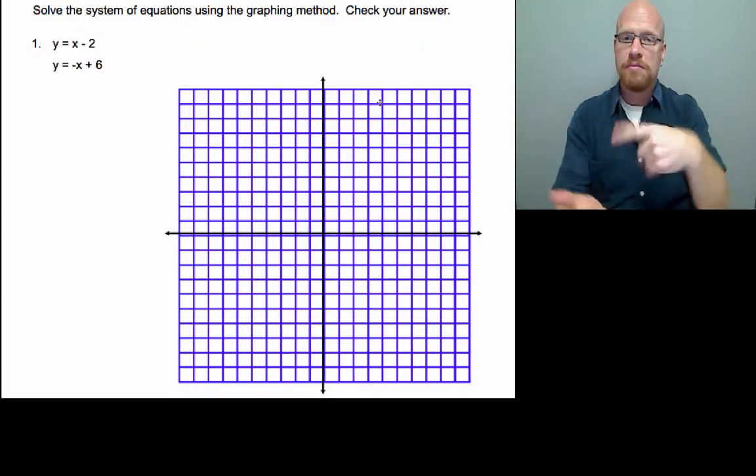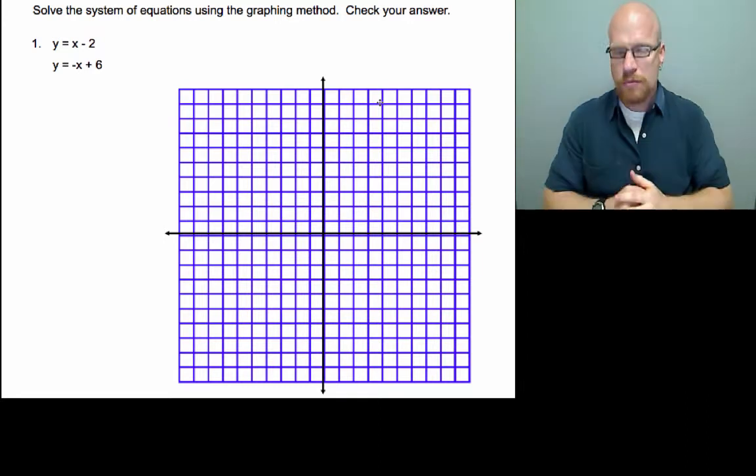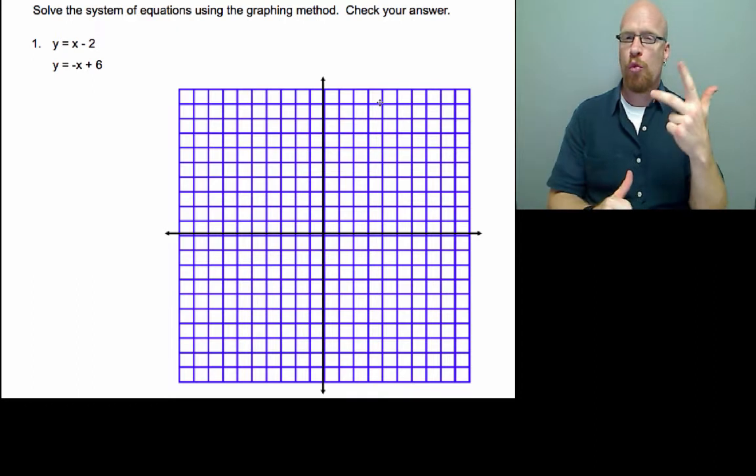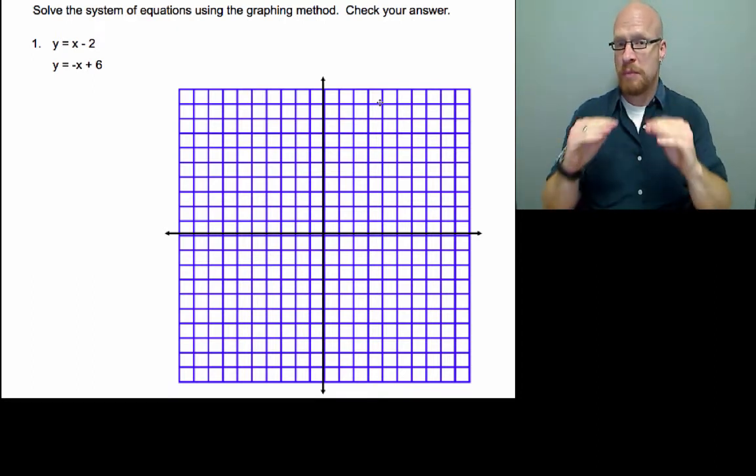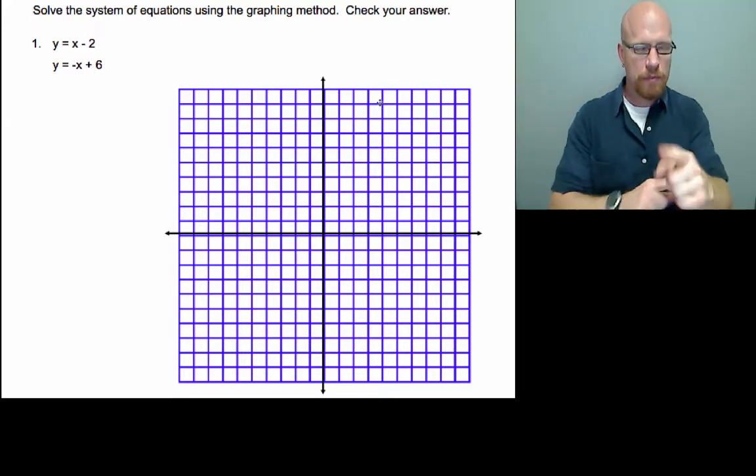Hello. Today we're going to talk about systems of two equations. There's three methods in total we're going to work on, but today we're going to work on the graphing method to solve the system.